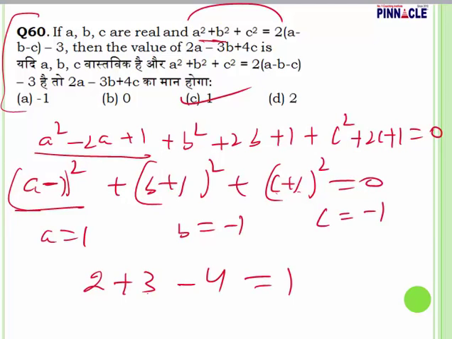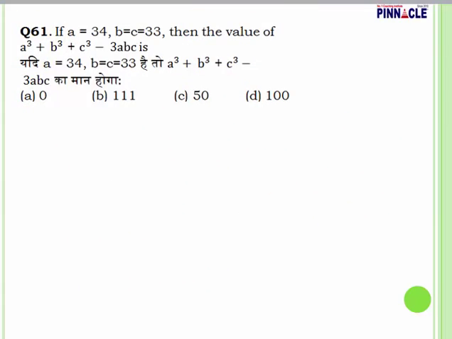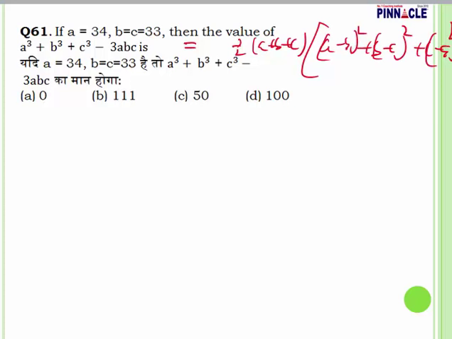Next question, question number 61. If a is equal to 34, b and c are equal to 33, then the value of a^3 plus b^3 plus c^3 minus 3abc would be how much? This is very important. a^3 plus b^3 plus c^3 minus 3abc is equal to 1 by 2 (a plus b plus c) and (a minus b) square plus (b minus c) square plus (c minus a) square. This expression is equal to this.